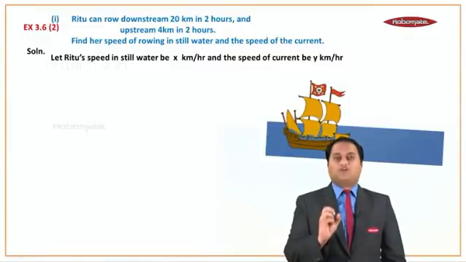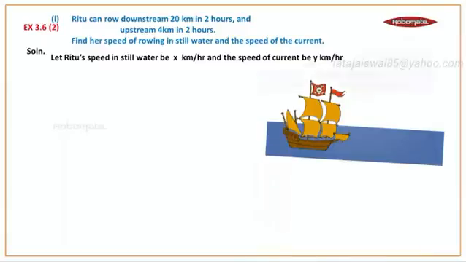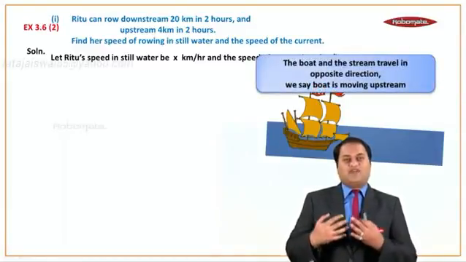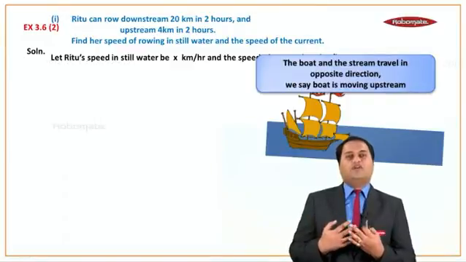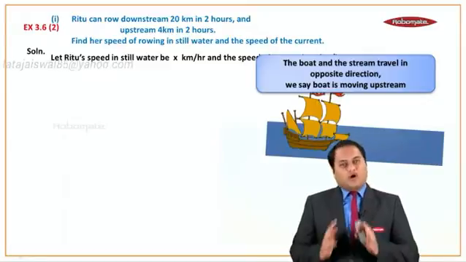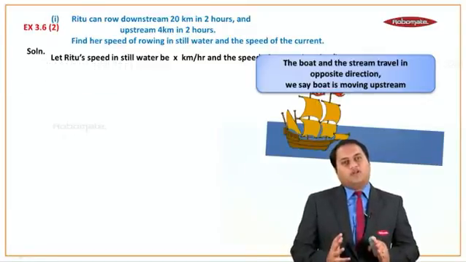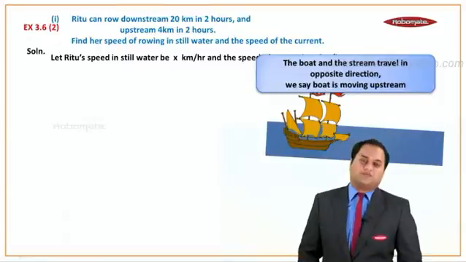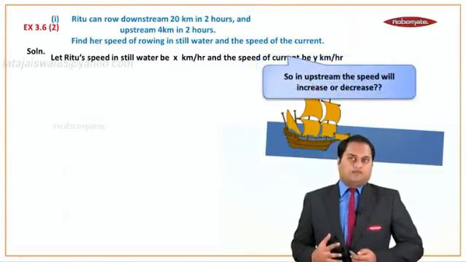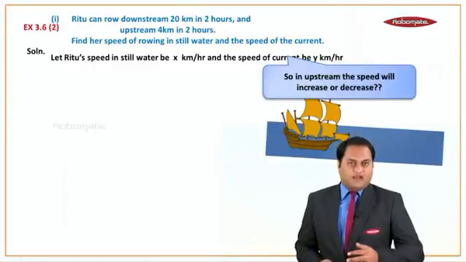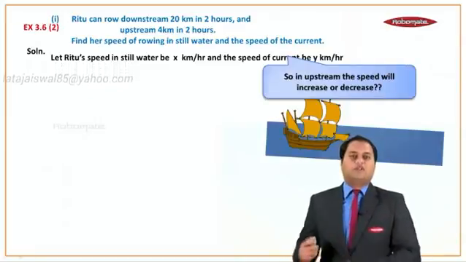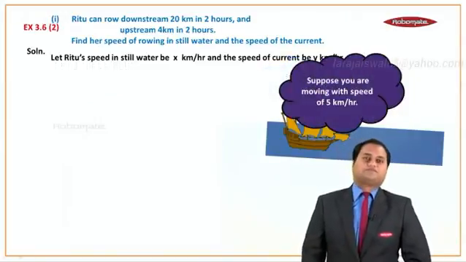So what did you all observe here? The boat was moving in the direction opposite to that of the stream. And when the boat and the stream move in the opposite direction, we say that the boat is moving upstream. So upstream means the boat is moving in the direction opposite to that of the stream. This is a situation like when you are moving ahead and somebody is trying to oppose you from the front. So in upstream, will the speed increase or decrease?